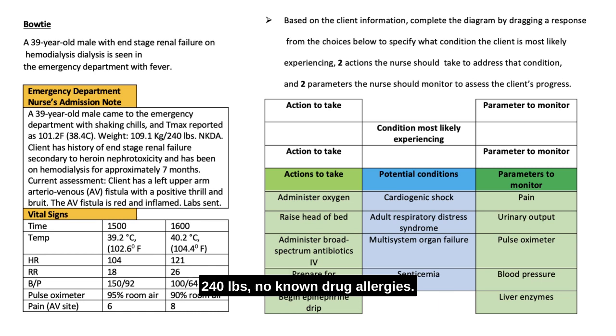No known drug allergies. Client has history of end-stage renal failure secondary to heroin nephrotoxicity and has been on hemodialysis for approximately 7 months. Current assessment includes: client has a left upper arm arteriovenous AV fistula with a positive thrill and bruit. The AV fistula is red and inflamed. Lab sent.